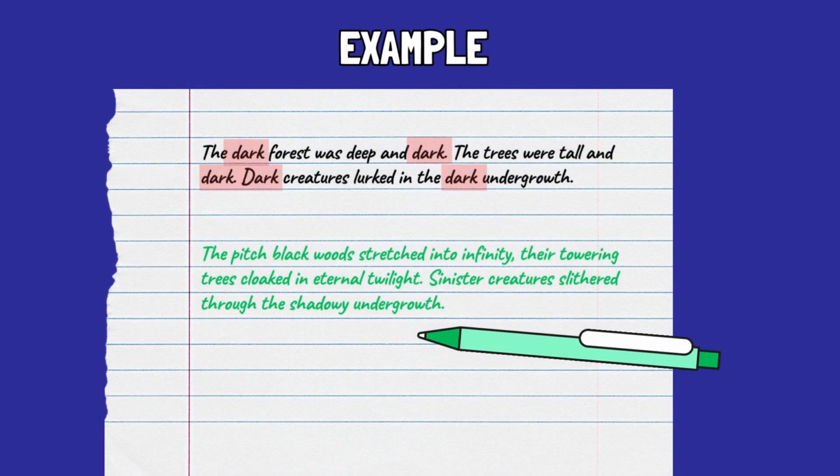While dark effectively sets a mood, its overuse is jarring. By introducing synonyms like pitch black and eternal and varying sentence structure, the passage becomes more dynamic and engaging. Additionally, the specific detail of creatures slithered replaces the generic lurked, adding a layer of sensory imagery. Remember, variety is the spice of good writing.